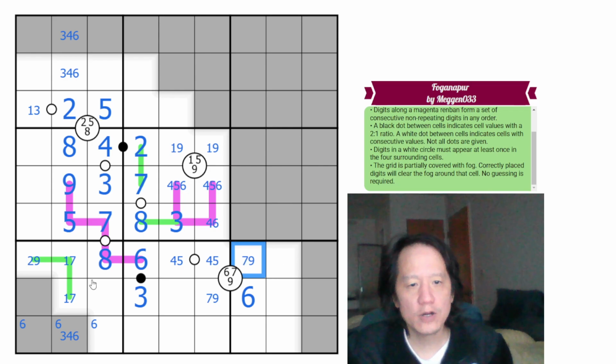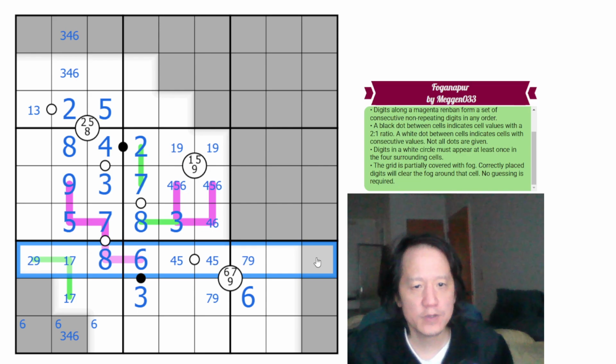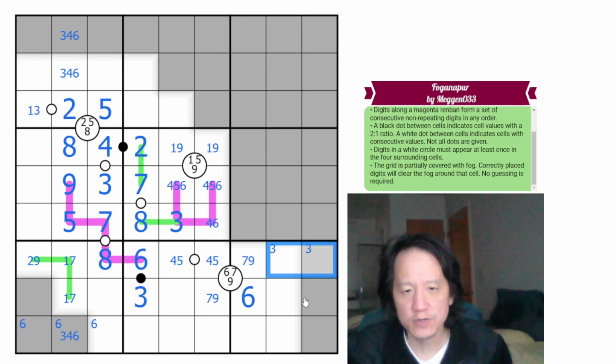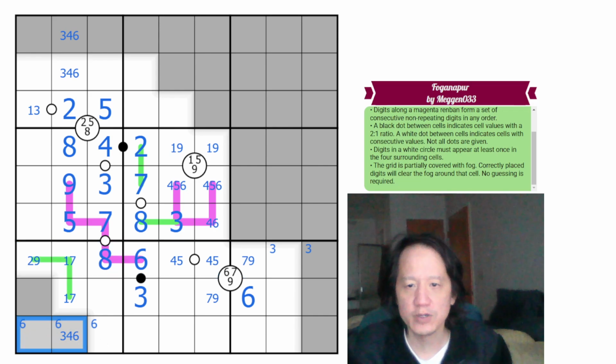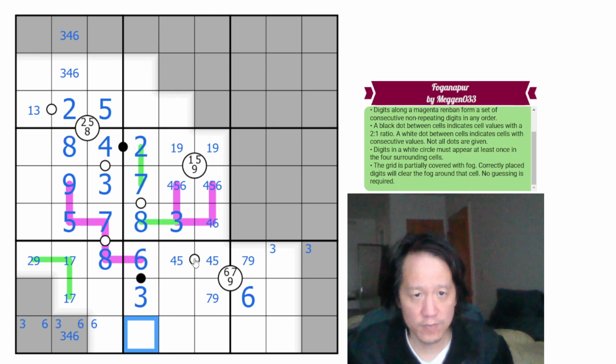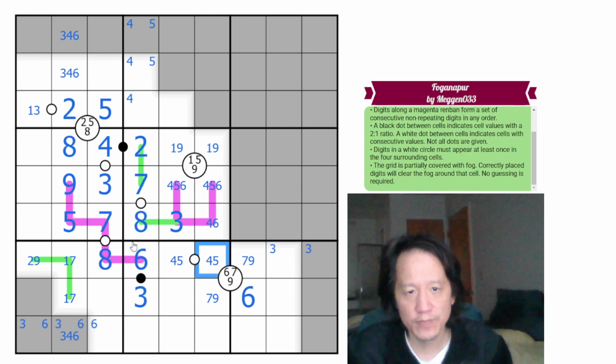So where is the 3 now in row 7? It has to be one of these two cells over here because it can't be any of these. Therefore, where is the 3 in box 7? It has to be here because it can't be here and it can't be here. This cannot be 4 or 5. So the 4 or 5 in column 4 have to be here. And this can't be 5, obviously, because of that 5.